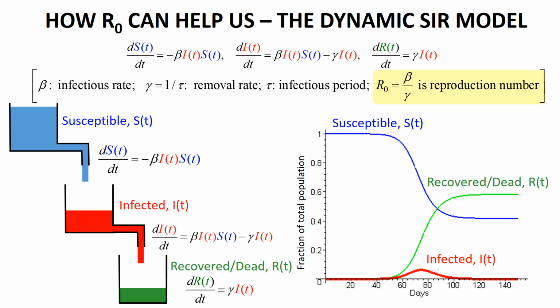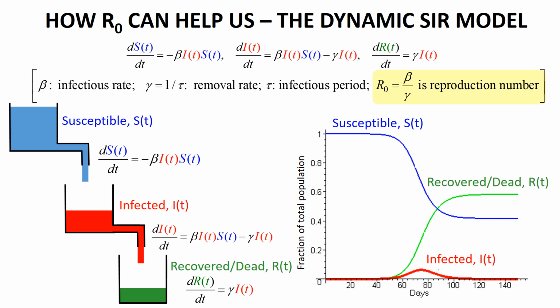Now if you go back to the first equation beside the blue bucket, you can see that dS of t by dt equals minus beta I of t S of t. So that's the rate of flow. Now that rate of flow can go to 0 under 2 conditions. Either S of t is 0, that is all the water is flowing out, that is everybody gets infected eventually, or I of t is 0.